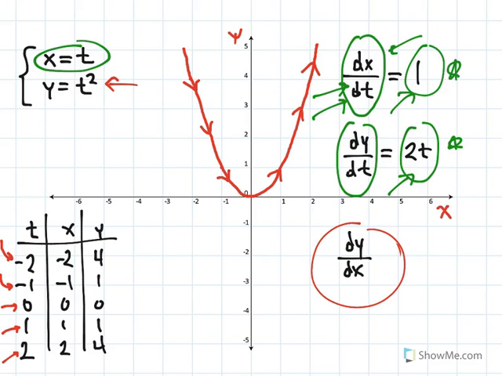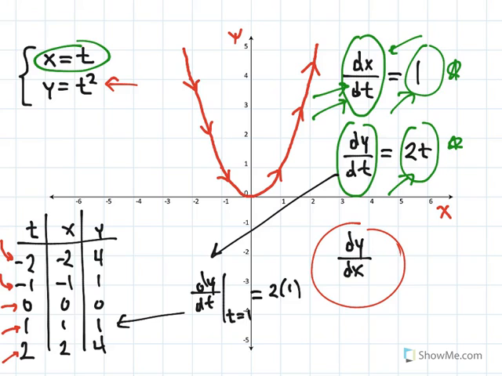So for example, if you wanted to find dy/dt at the time t equals 1, it would be equal to 2 times t, or 2 times 1, which would be, of course, 2. What that means is at this particular instant in time, at t equals 1 second, we know that the object will be here at (1, 1). And dy/dt tells us the rate at which the y coordinate of the object's position is changing with respect to time at that instant in time.